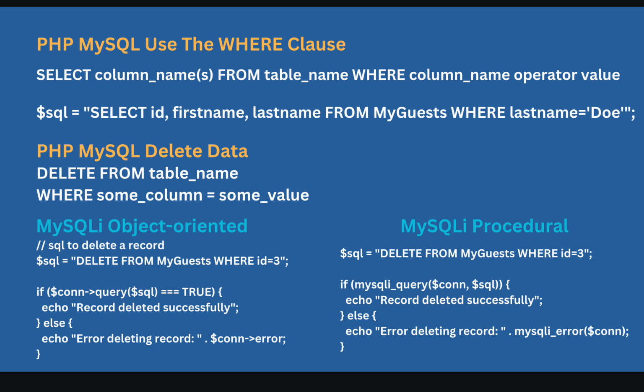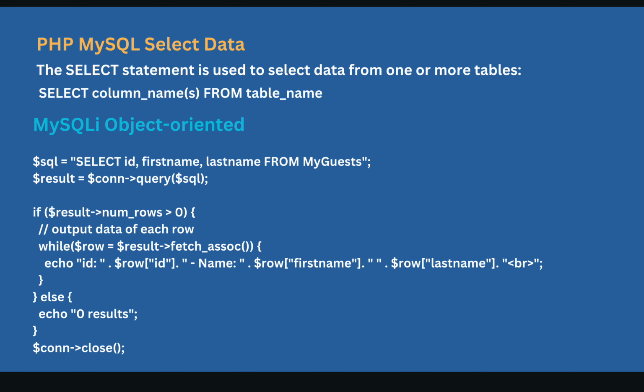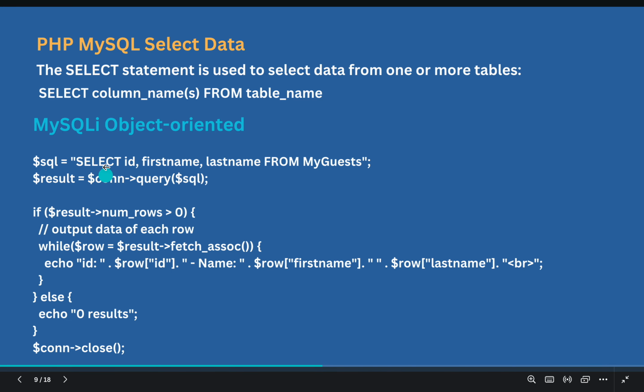Like select id, first name, last name from my guest where last name equal to doy, right? Yes, sir. So what will this return if you run this query? Those whose last name is Doy. So this is the where when you are selecting. It works the same as the select you are doing here. The only thing is that you are putting a where condition and the rest will be the same, right? Yes, sir.